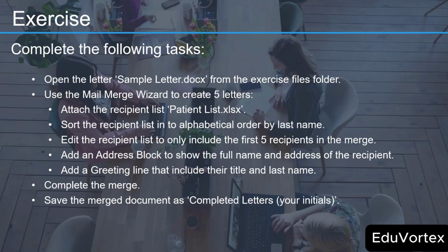I'd also like you to edit the recipient list to only include the first 5 recipients in the merge. I'd then like you to add an address block to the letter that's going to show the full name and address of the recipient. And finally, I'd like you to add a greeting line that includes their title and last name. I'd like you to complete the merge and then save the merge document as completed letters, your initials. So a few different things to do there. If you'd like to see my answer, then please keep watching.